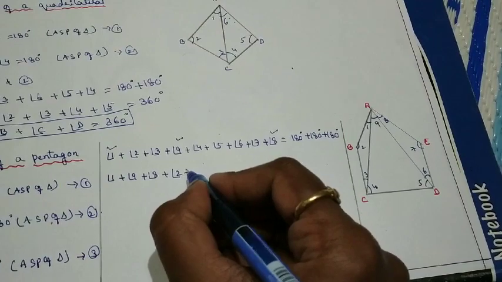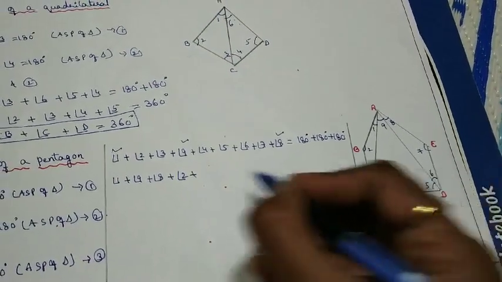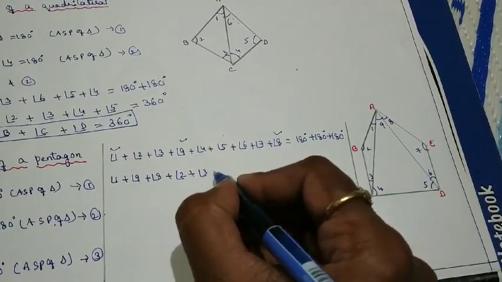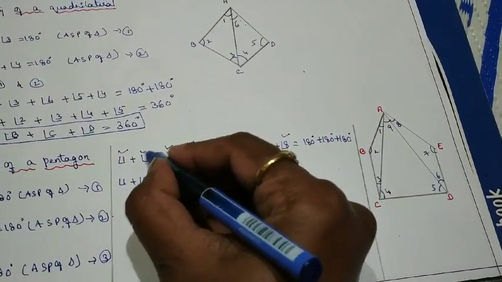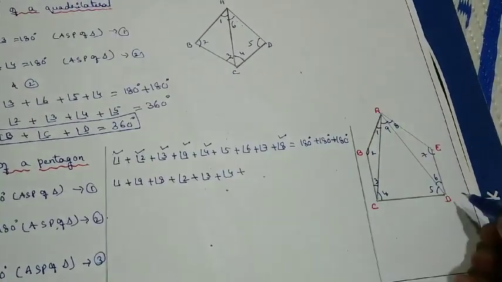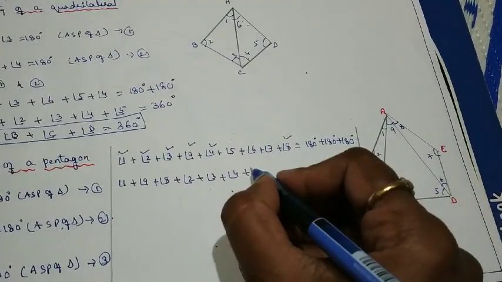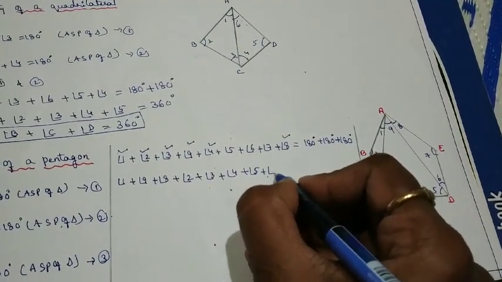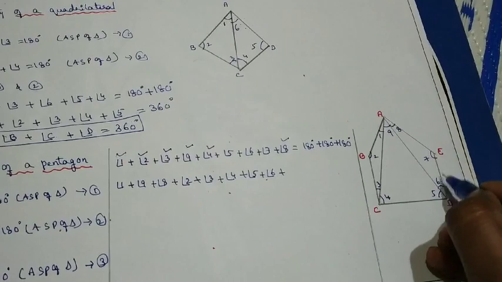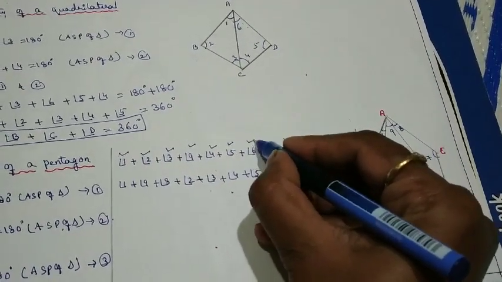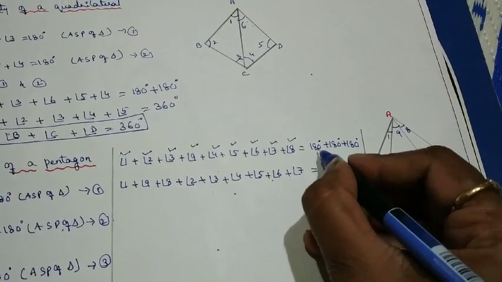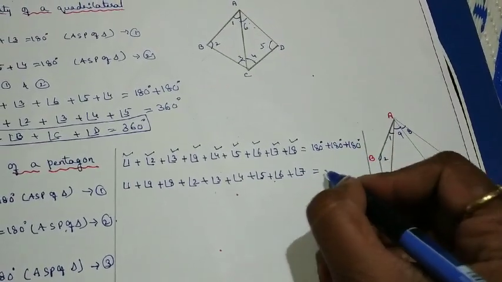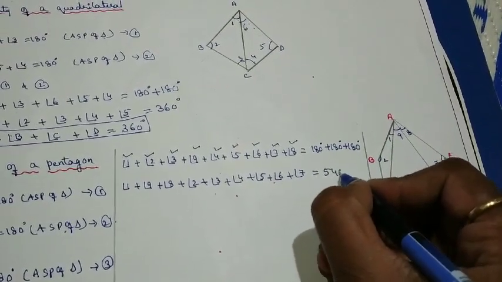Next, with angle C we have 3 and 4. So angle 3 plus angle 4. These two are rearranged again. This is finished. Plus angle 5, we have 5 with 6. So angle 5 plus angle 6 and with angle 7. So all the angles were rearranged. And 180 plus 180 plus 180 is nothing but 540 degree.